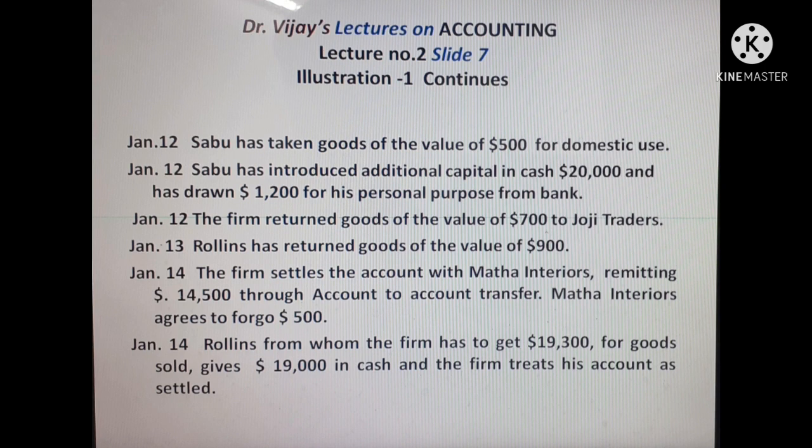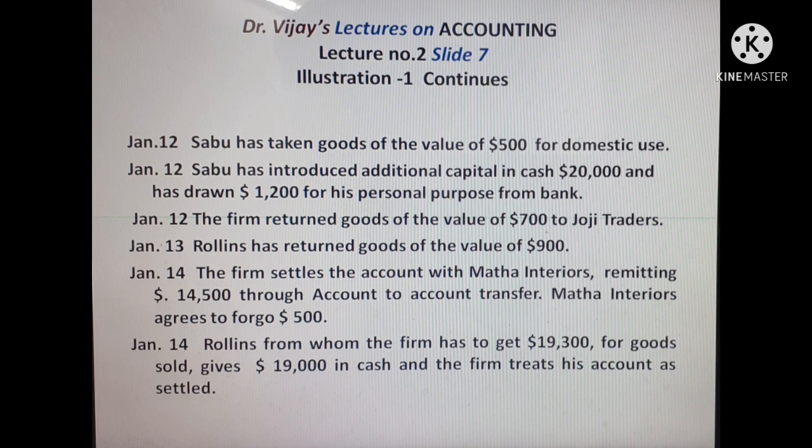And Jan 14, Rollins, from whom the firm has to get $19,300 for goods sold, gives $19,000 in cash, and the firm treats his account as settled. That means Rollins gains a discount of $300 and we are losing it. For us it is discount allowed.